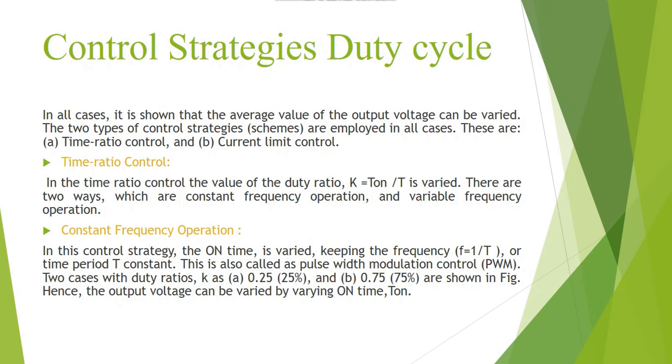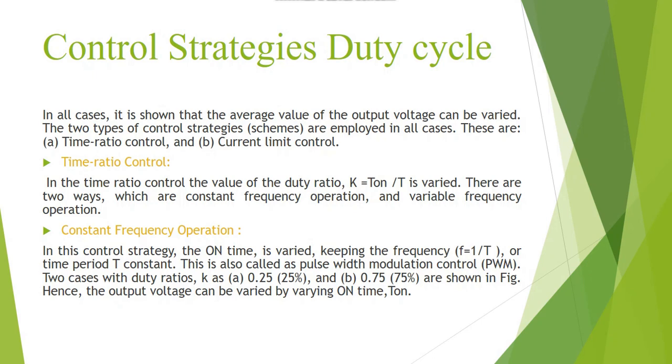The PWM technique is known as the pulse width modulation technique, where the on time is varied keeping the frequency or time period T constant. That means the duty cycle value is the ratio of the on time divided by the total time. So in PWM, we can vary the on time of the switching operation, but the total time remains the same. Let me give an example.